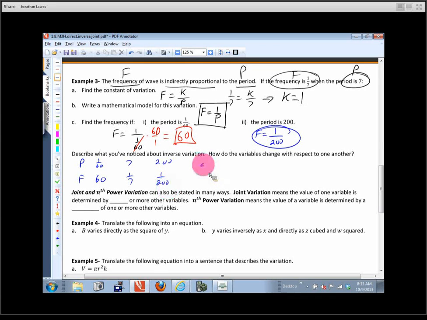Okay, so as x gets big, y gets small. And vice versa. As x gets small, if we look at it the other way, as this original variable gets smaller, that one gets big. So in other words, they do the opposite. As one gets big, the other one gets small. So can you see why they'd call this inverse variation? Any questions there?